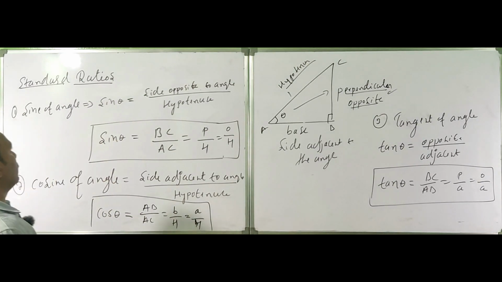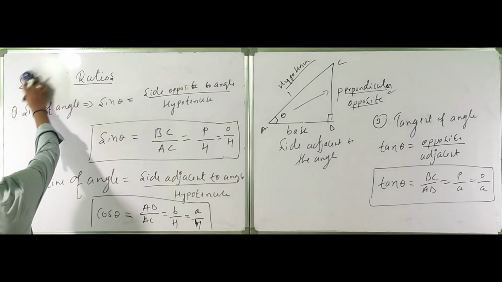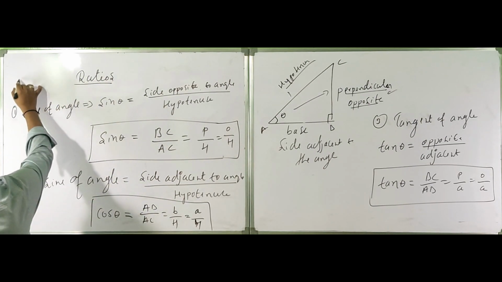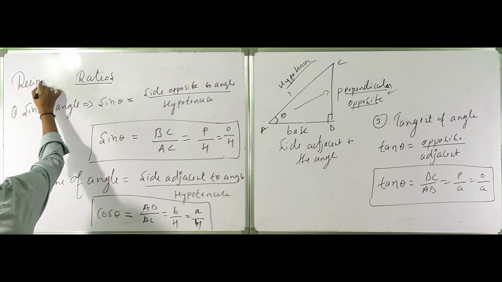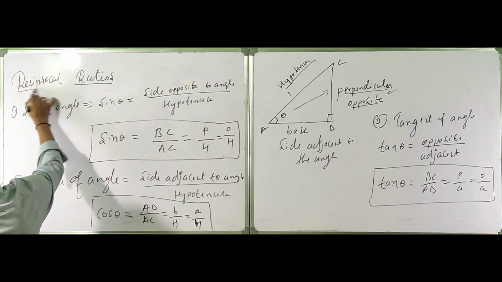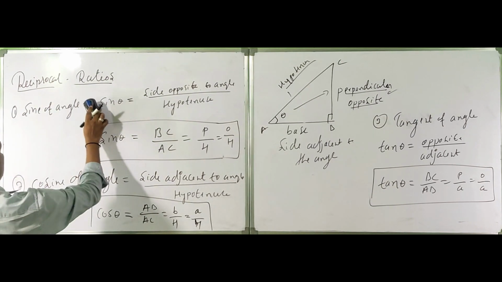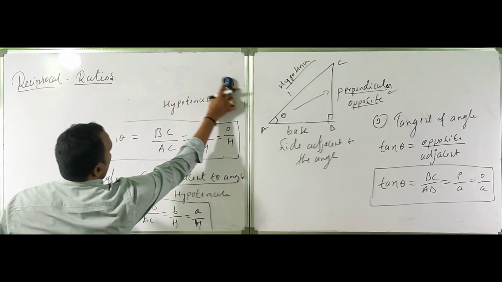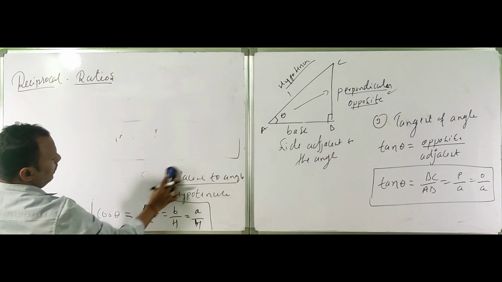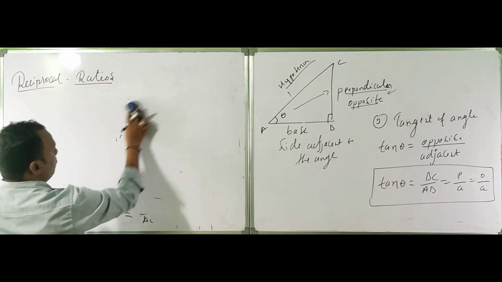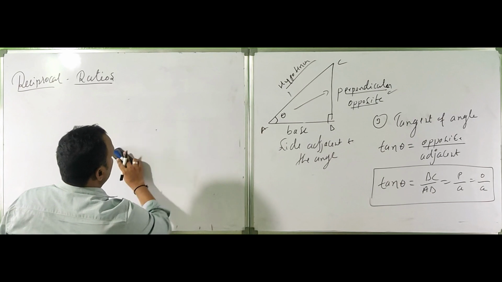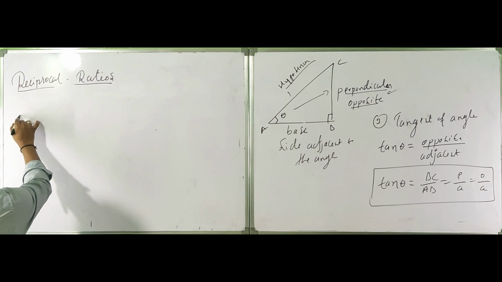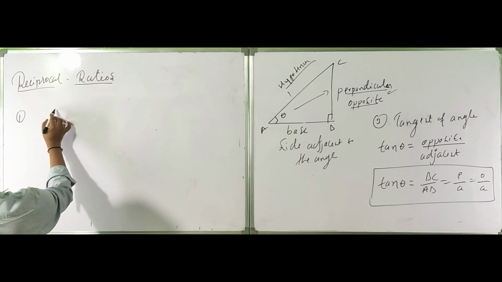Next, here we can also call some reciprocal ratios. Standard angles or reciprocal angles. Okay, reciprocal ratios. This is how they are defined. The reciprocal means reciprocal of sin, reciprocal of cos, reciprocal of tan. First one is cosecant theta, right?